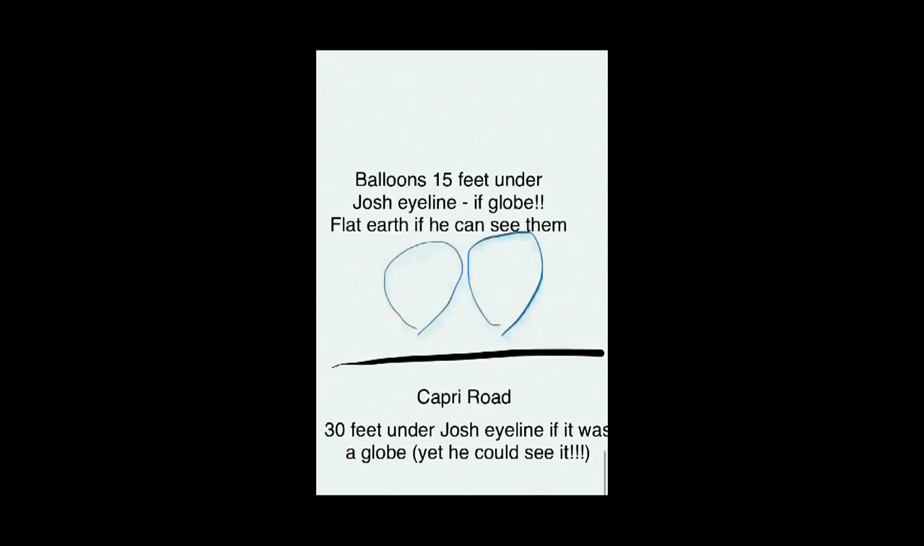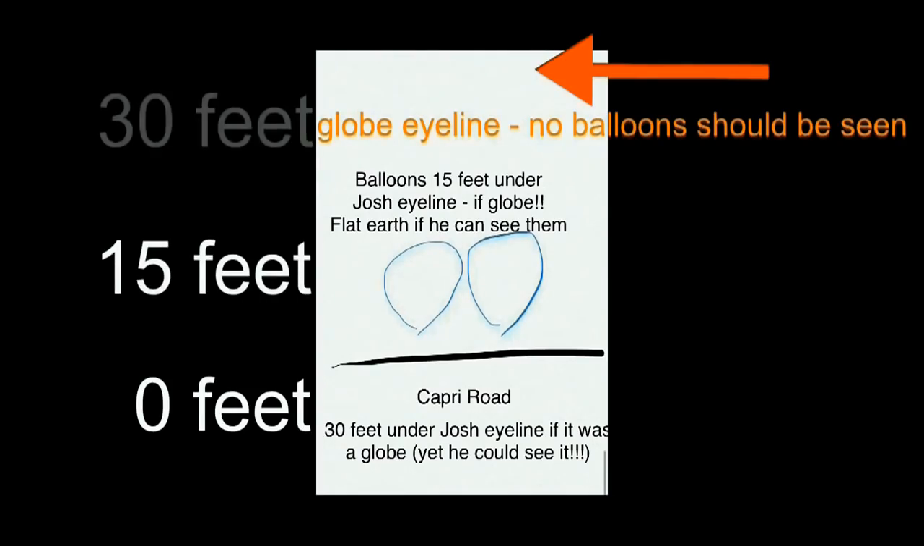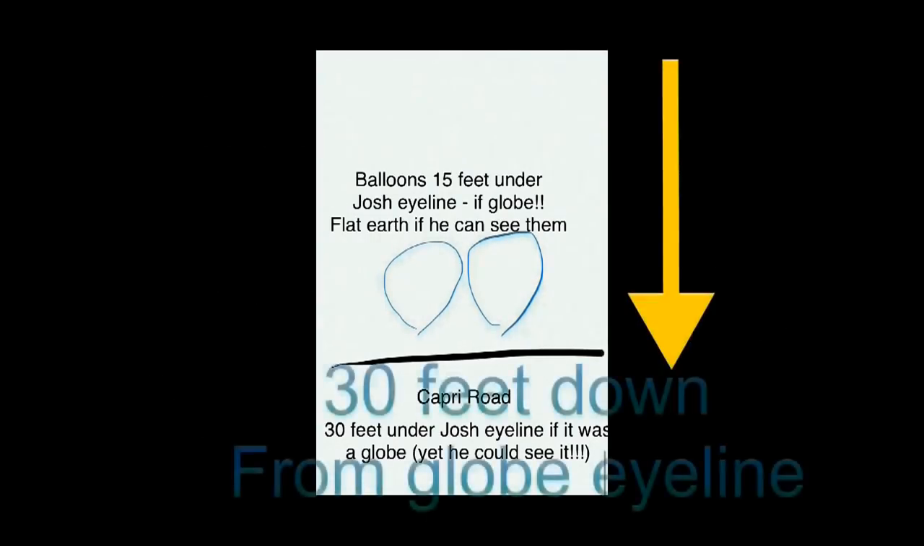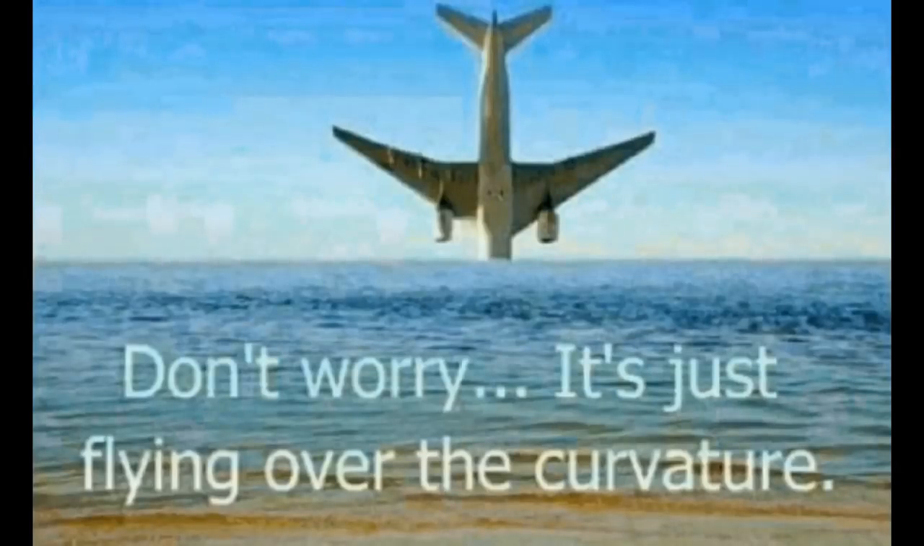So now let's get this clear. Neither the IIG West nor Josh should have been able to see Capri Road or the balloons on it, because their eye lines were going above the balloons according to the Earth curve calculator. The asphalt of Capri Road was supposed to be 30 feet underneath the curve, and the balloons themselves only stretched up halfway of that height, about 15 feet high, leaving 15 more feet of airspace, so neither Josh nor the IIG West should have seen the balloons. And if they did see the balloons while they were sitting on the road, then this proves Earth is flat.